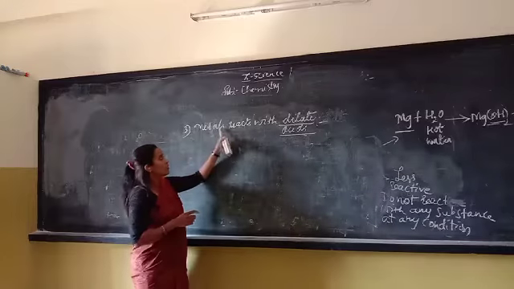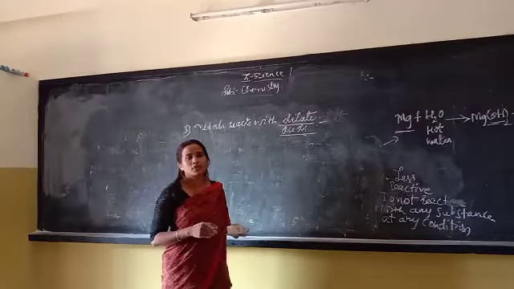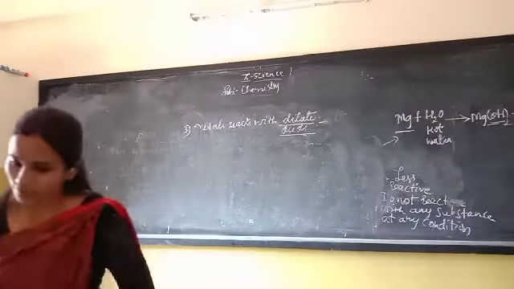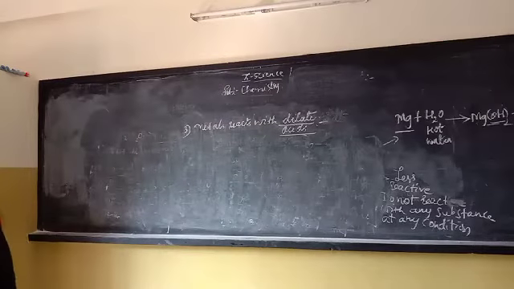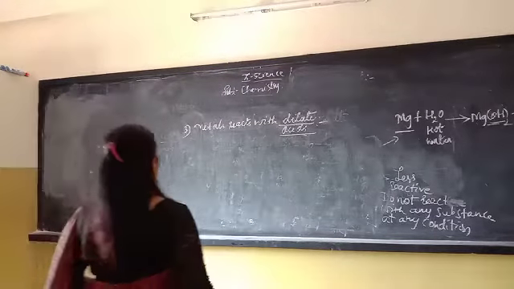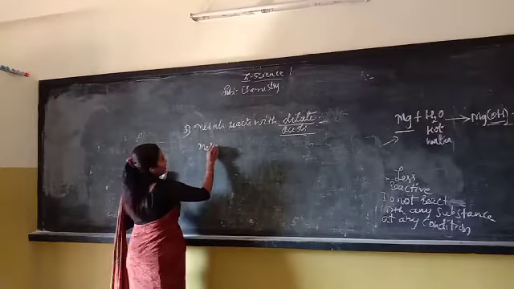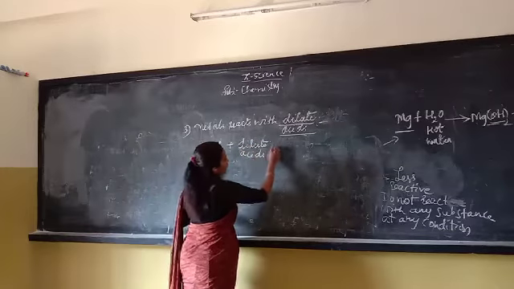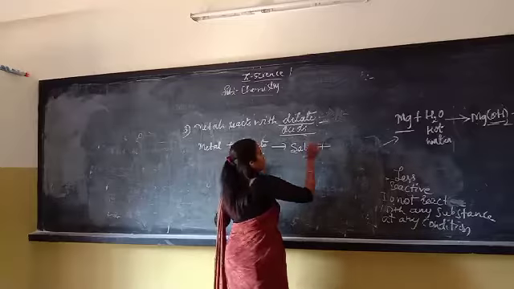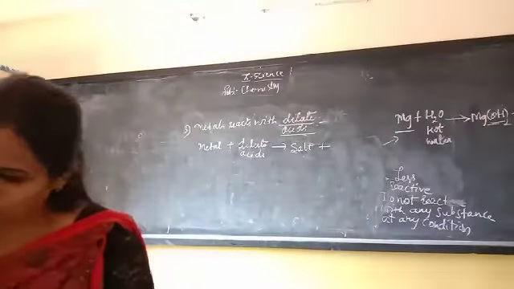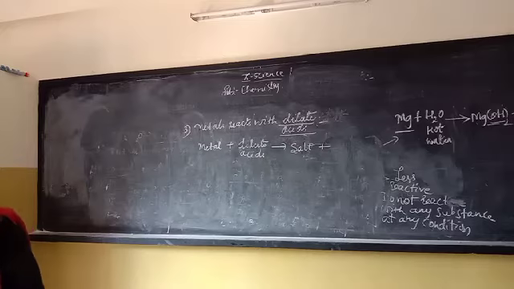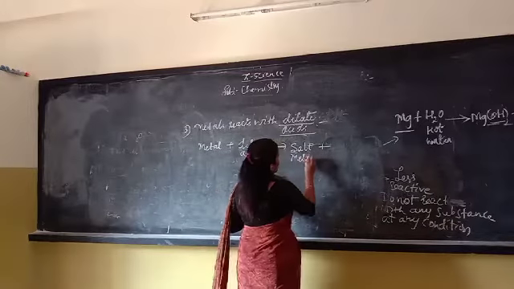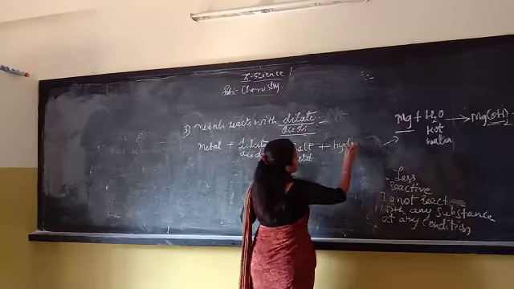So here in this reaction, metals will react with dilute acid. So what happens when metal reacts with dilute acid? See, we have the metals. So when metal reacts with dilute acids, it forms salt and, sorry, not water. Metal salt and hydrogen gas.